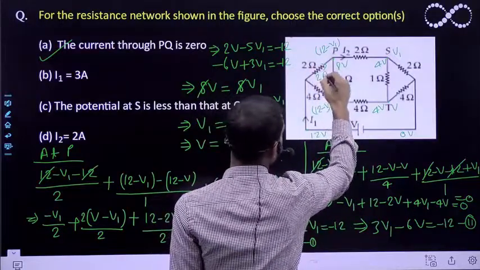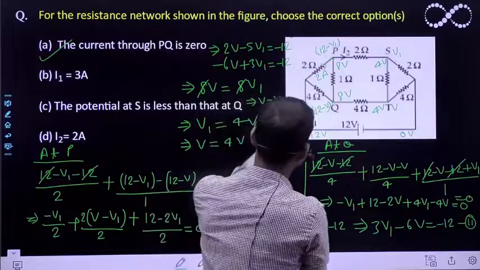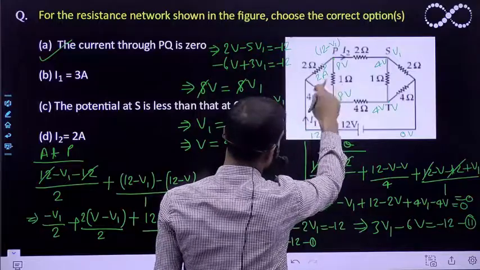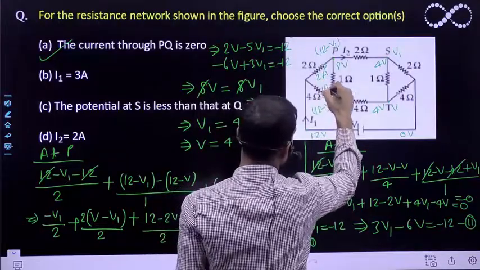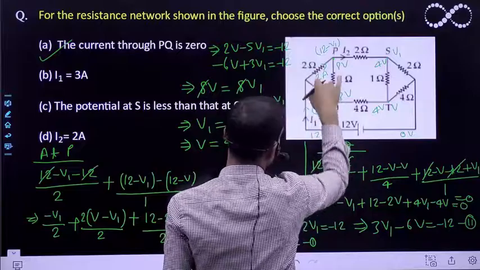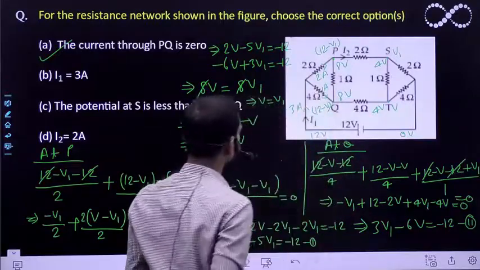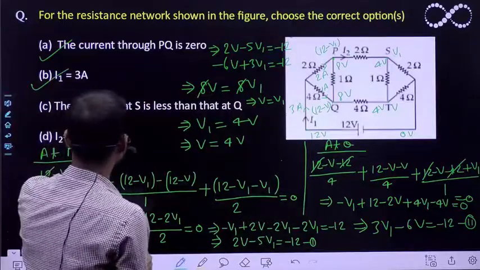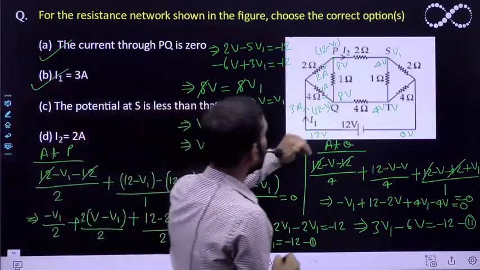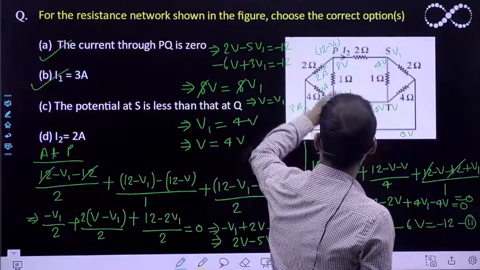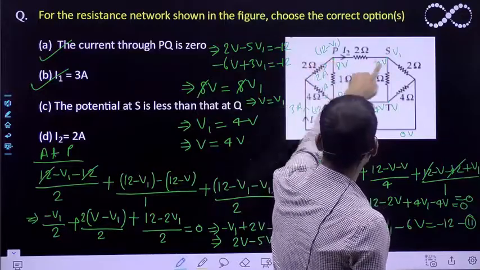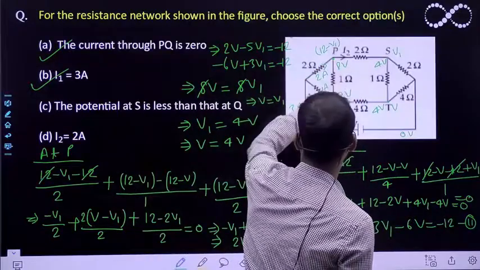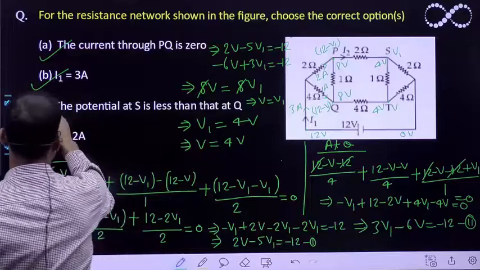This current will be 2 ampere. And the potential difference across this is also 4. Right? So the potential difference is 4 and 4 upon 4, so this is becoming 1 ampere. So the total current from here is 2 plus 1, that is 3 ampere. Right? So I1 is 3 ampere, right? So this is also correct. The potential at S is less than the potential at Q. So let us see which is S here. S is this and P is this. So the potential at S is less than Q. That is obviously correct because S is 4 volt and P is 8 volts. So this option is also correct.